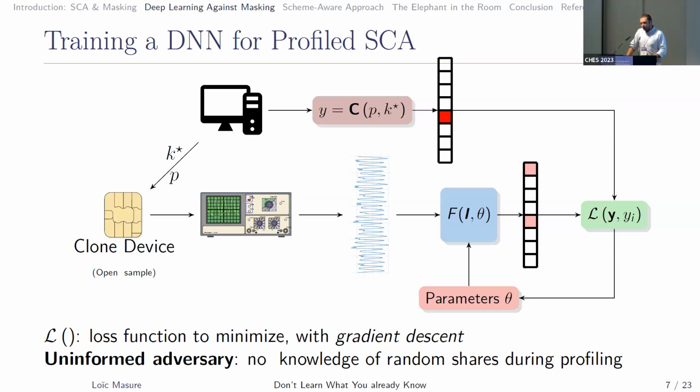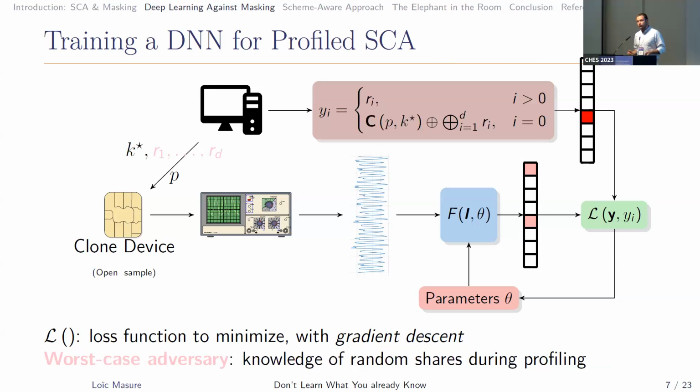And typically, what we are used to seeing in the deep learning papers in such analysis is that the authors consider what we call a non-informed adversary, which means that we assume the adversary to have no knowledge of the random shares used to generate the masking scheme. We only assume to know the key and the plain text.